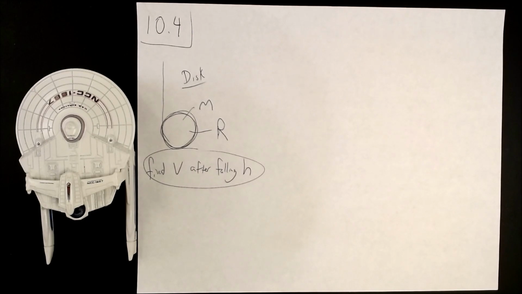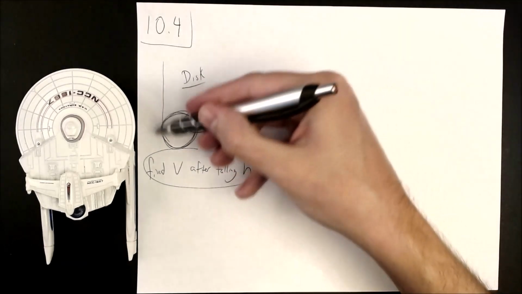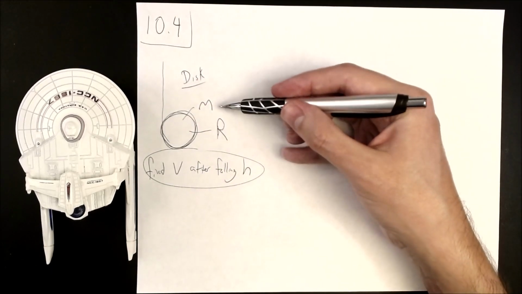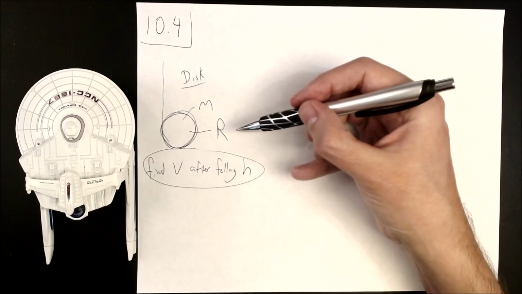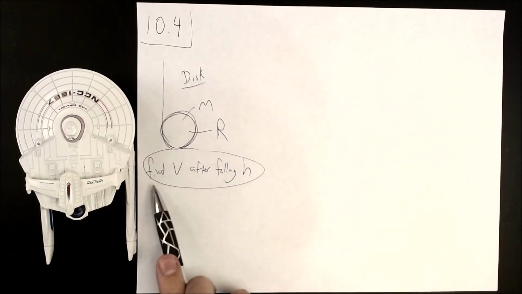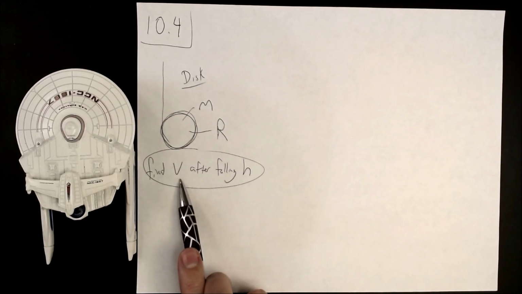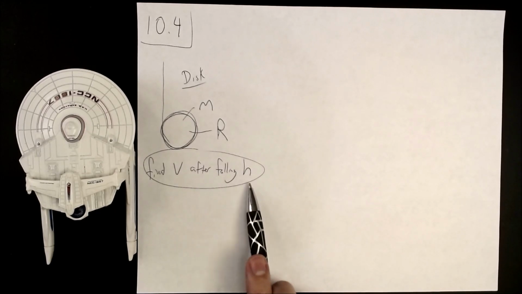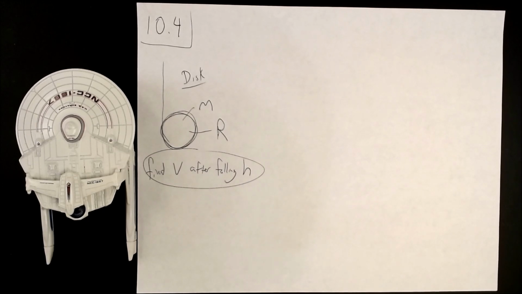And this is example 10.4 from the book. It's going to be very, very similar. We've got the same yo-yo, same mass m, same radius r. Instead of finding the acceleration or the tension, we're going to find the velocity of this object after it's fallen a height h. What kind of problem is this?